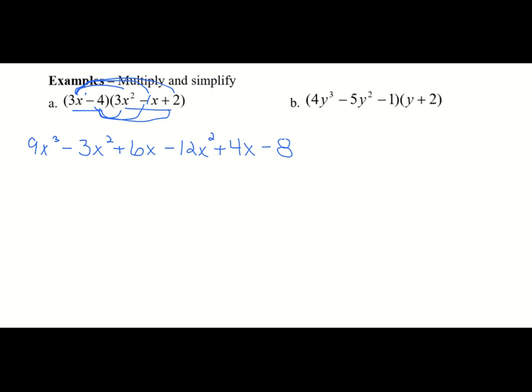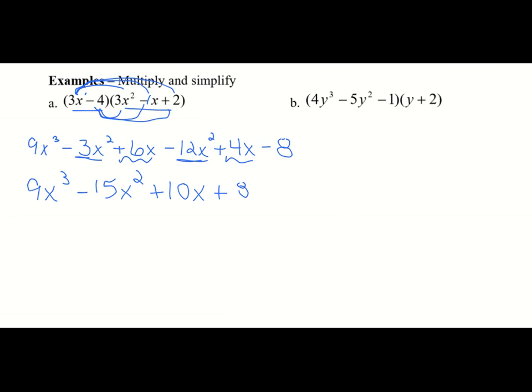And then the last thing you want to do is see, can we combine like terms? And we can in this case. I only have one cubed term, so we have 9x cubed. And that's minus 3x squared and minus 12x squared. So it's going to be minus 15x squared. And then we have x's, so plus 6x and 4x, so plus 10x. And then plus 8 will be our final term there.